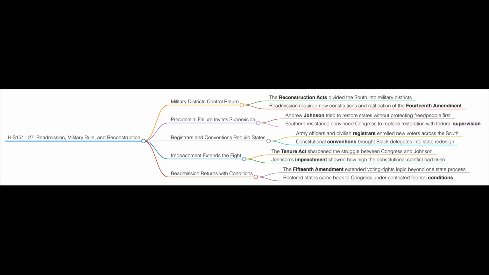Congress would decide who could vote, who could write the new constitutions, and which conditions had to be met before former Confederate states resumed full standing in the Union. That change was institutional before it was symbolic.